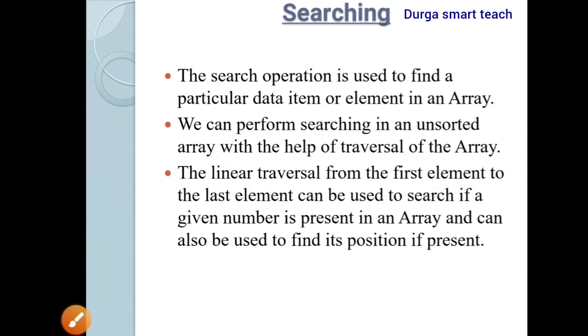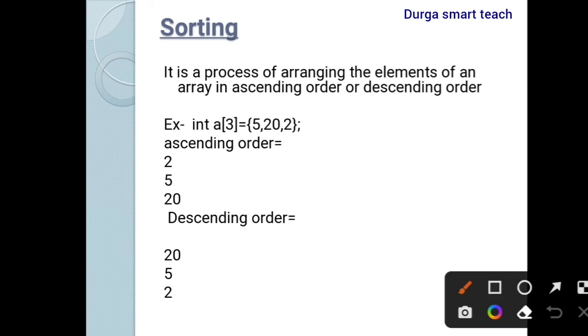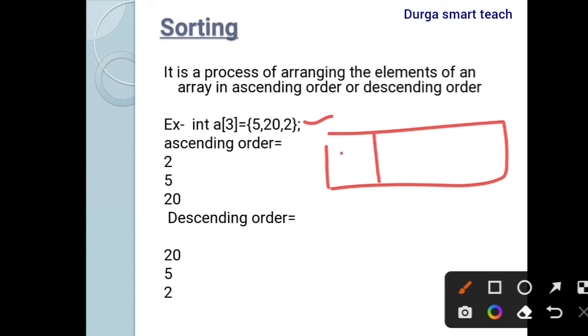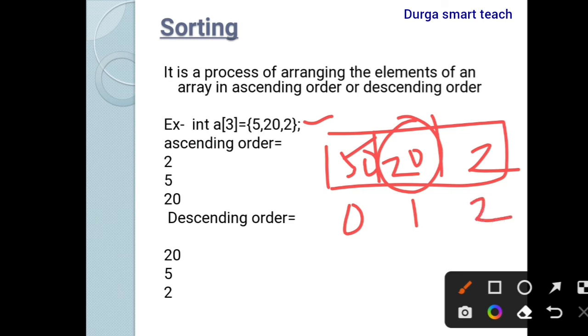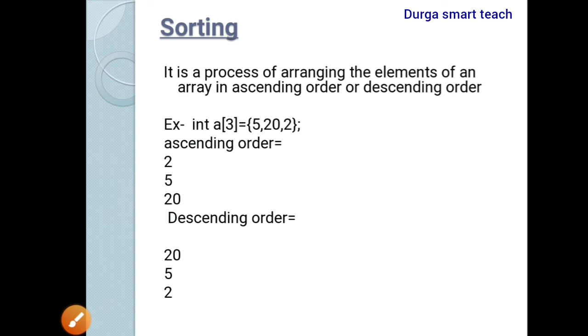Let's see the example. Here the array contains 50, 20 and 2. If you want to search for the element 20, it will return the position of the array, the index value. Okay, next, sorting. What is meant by sorting? Sorting means arranging the elements either in ascending order or in descending order.